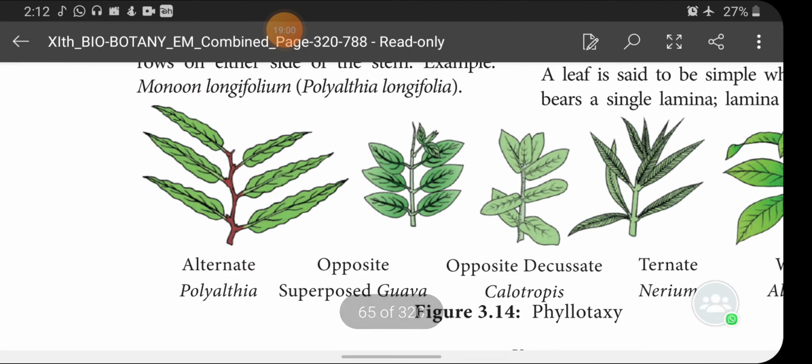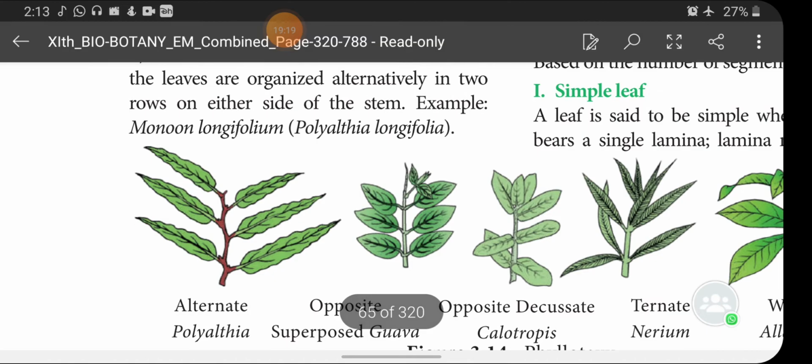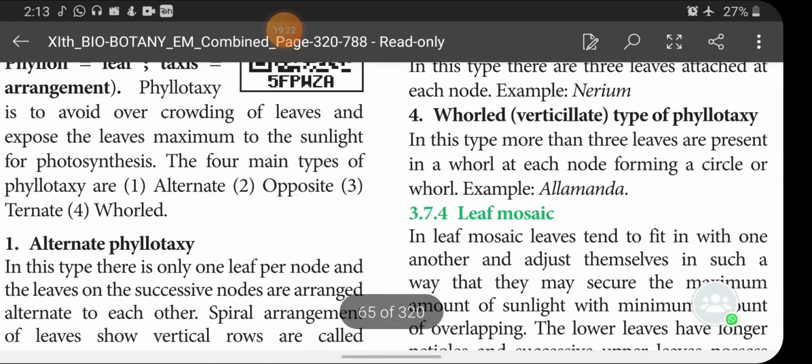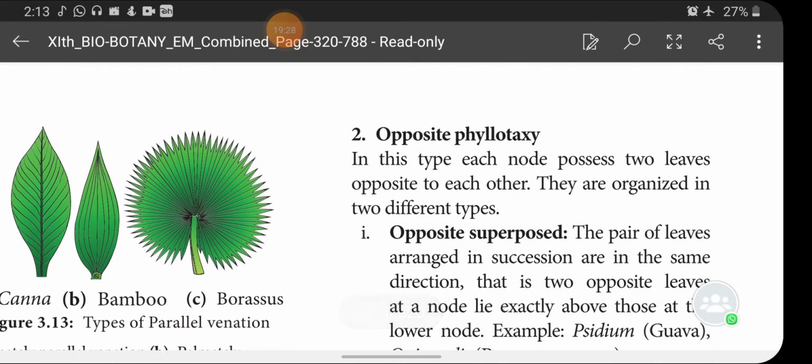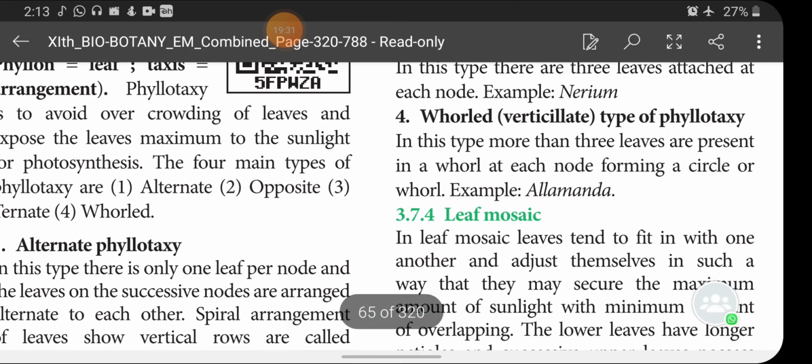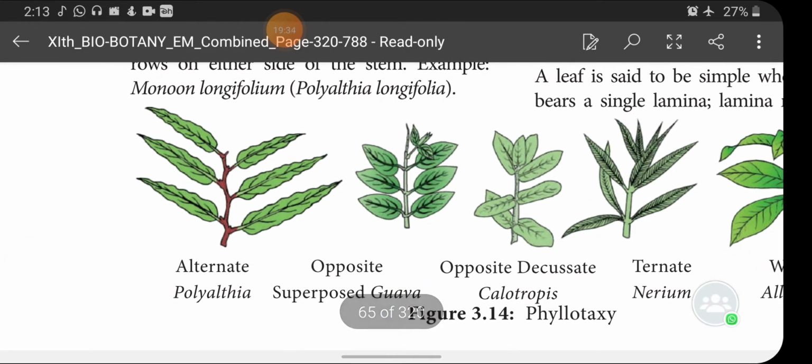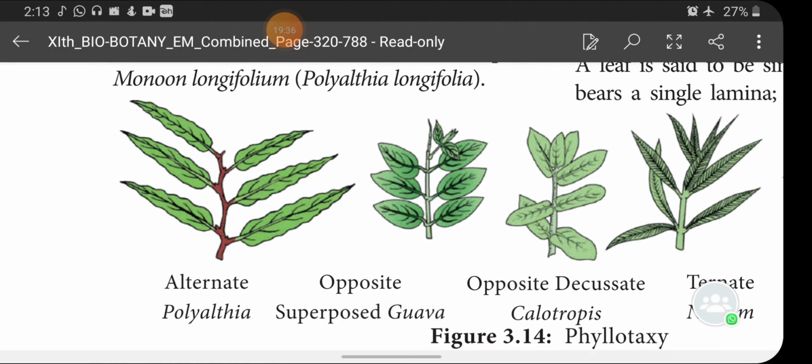You can see here, alternate. That is, in a stem, each node possesses only one leaf. And at another node, another leaf in the opposite direction. At the third node, another leaf again in the opposite direction. Like this, each node bears one leaf. This is called alternate. Next one is opposite. We are going to see opposite phyllotaxy. In this type, each node possesses two leaves opposite to each other. You see here, two leaves in each node which are opposite to each other.